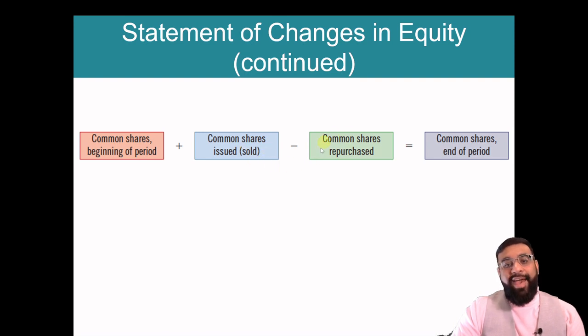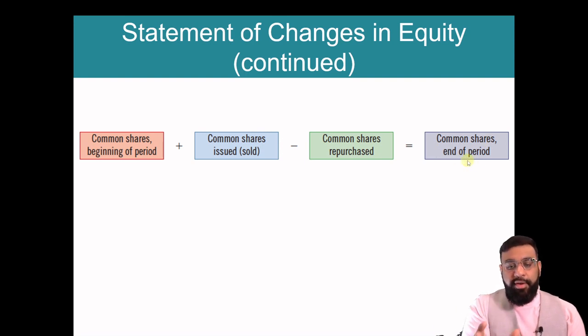Now, let's just say we have excess cash lying around. We're like, you know what? Let's go out and repurchase our shares. In this case, we are reducing our cash, but we're also reducing the ownership stake of our business that's been given to other people. So once again, common shares at the beginning of the period plus common shares issued or sold minus common shares repurchased gives us common shares at the end of the period.